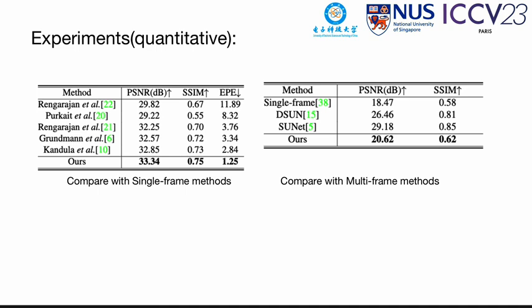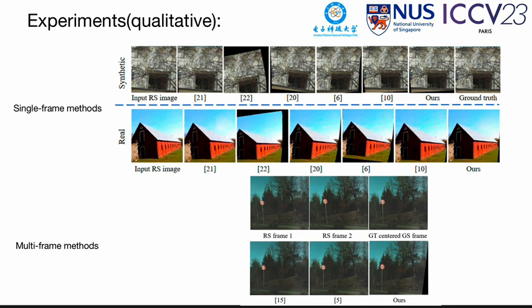We conduct experiments on both single frame methods and multi-frame methods. The single-frame methods comparison is conducted on synthetic dataset, and the multi-frame methods comparison is conducted on color RS dataset. It can be seen that our method outperforms all the relative single-frame methods. We also show some qualitative experiment results, both single-frame and multi-frame.